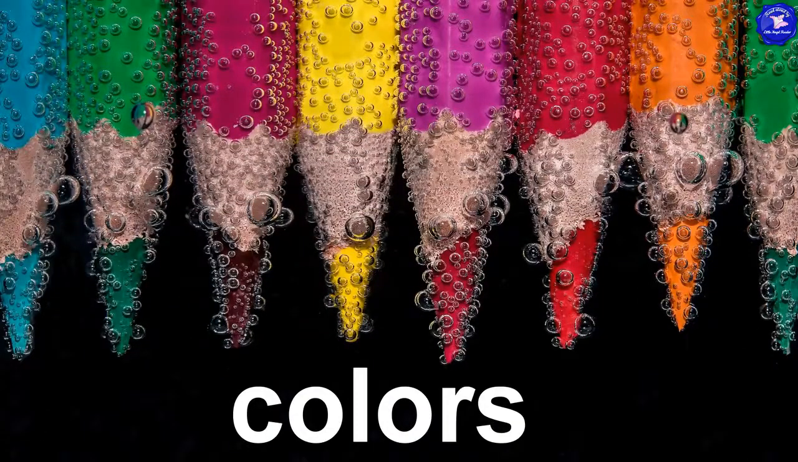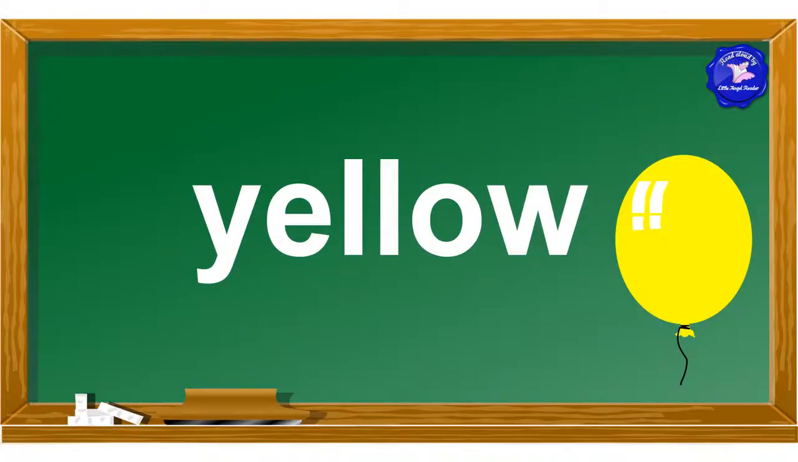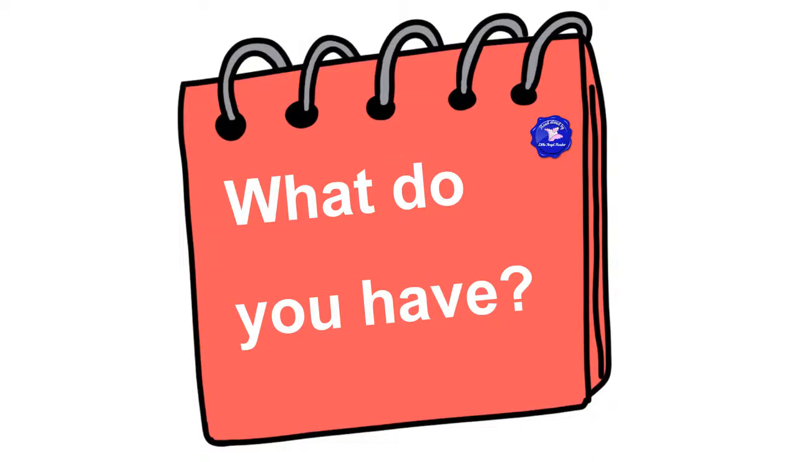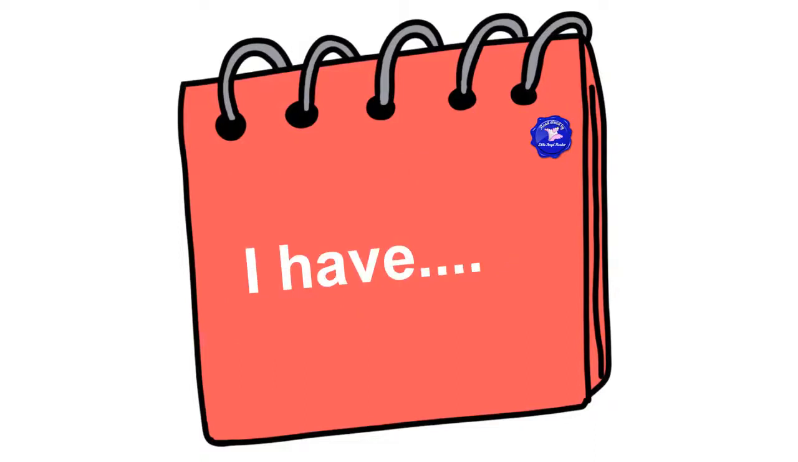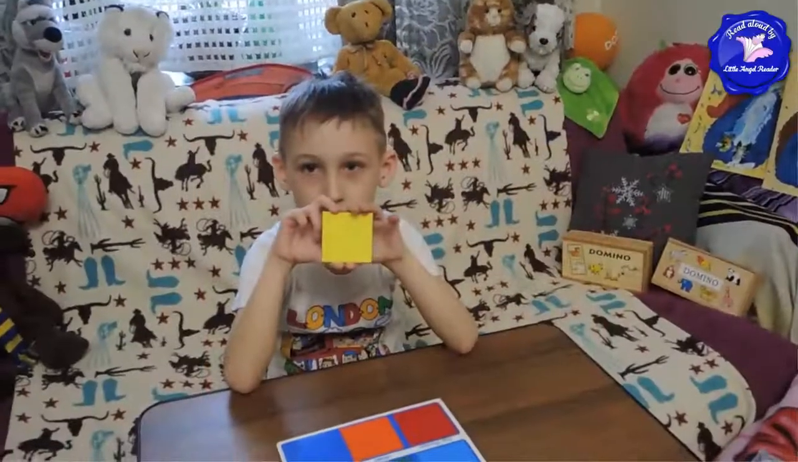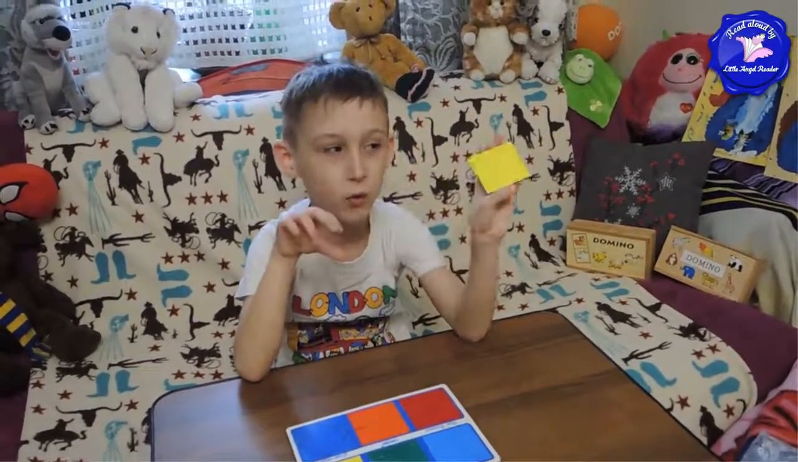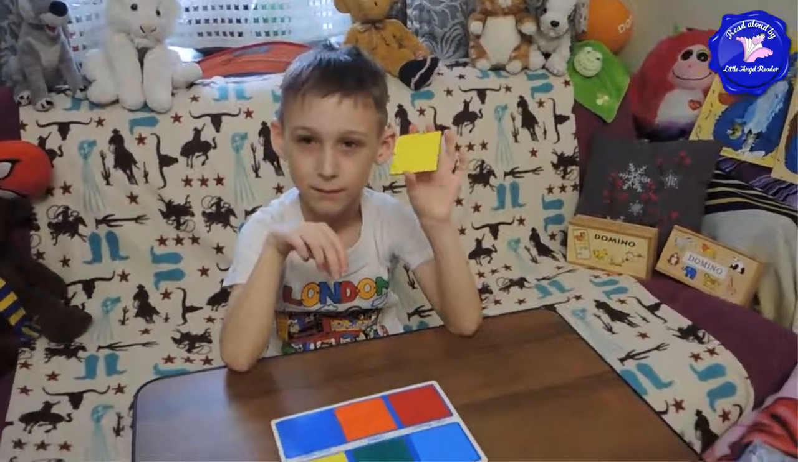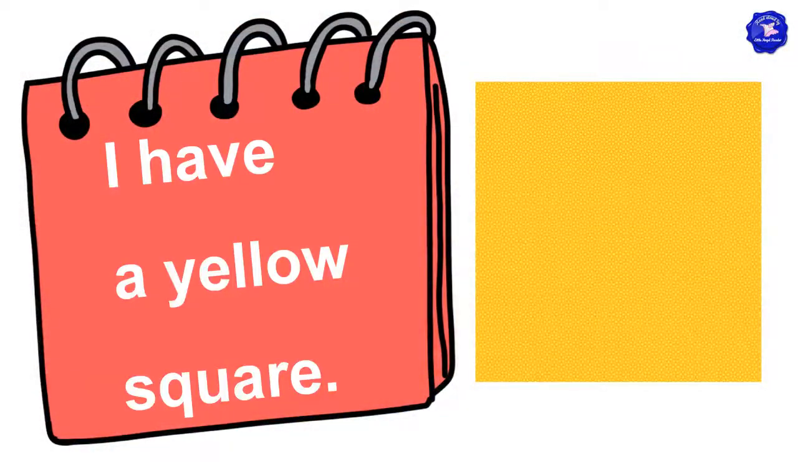Colors. Yellow. A yellow balloon. What do you have? I have. Max, what do you have? I have a yellow square. Square. A yellow square.